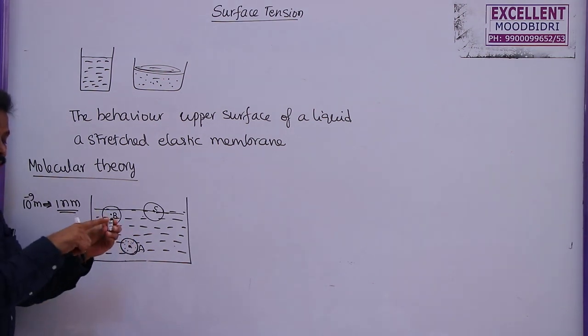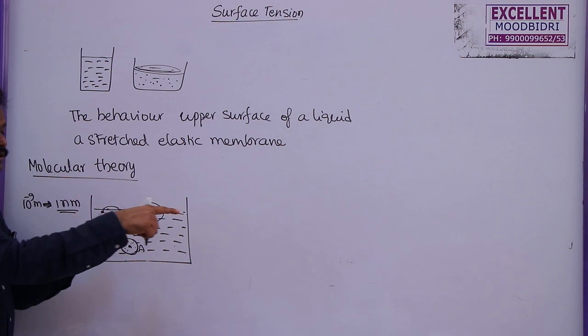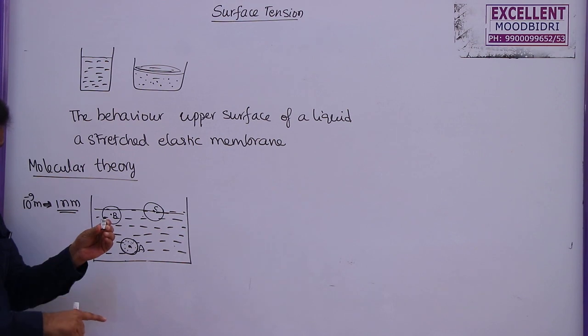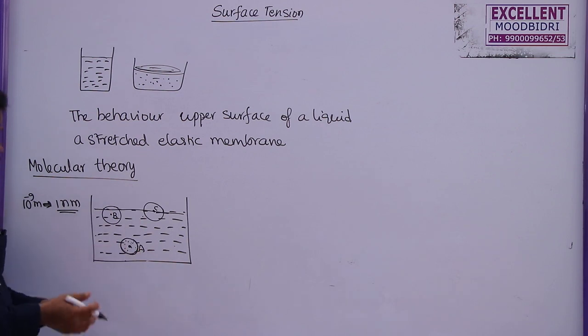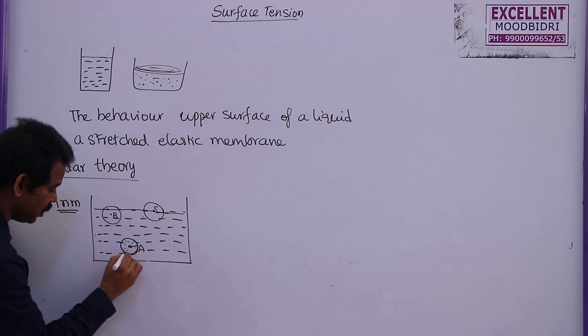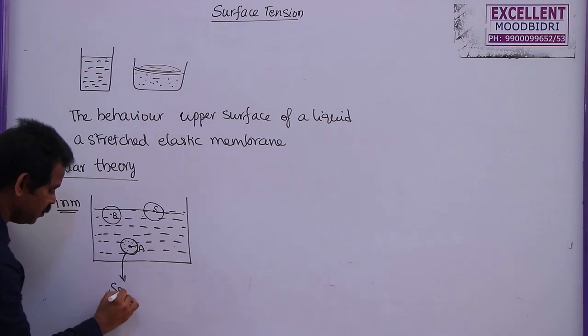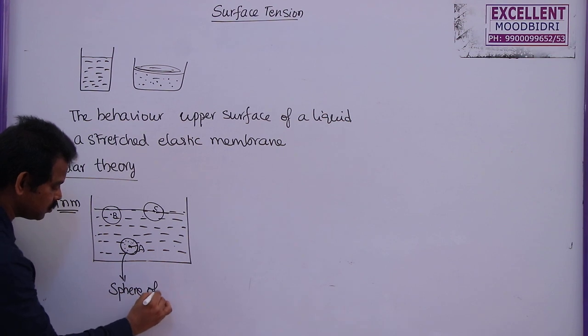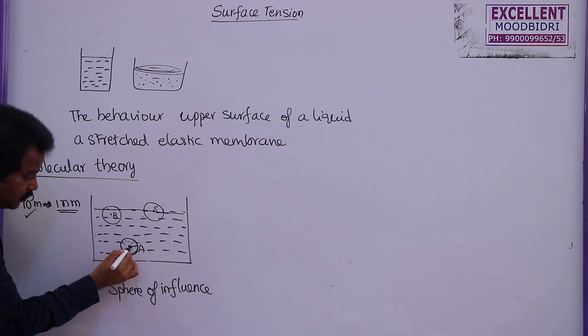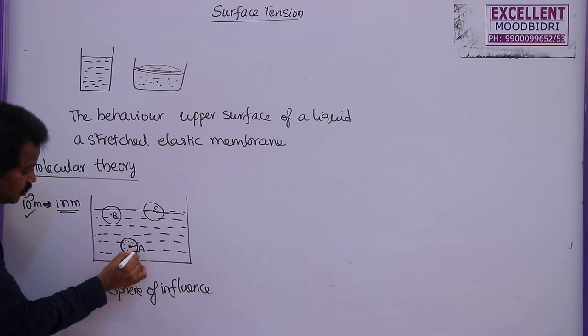That means this side 10⁻⁹, this side 10⁻⁹, this side 10⁻⁹, in all directions. So these are all the molecules on all sides, and you will get a big sphere here. That sphere's radius will be 10⁻⁹, and we call this sphere the sphere of influence. Why? Because the influence of this molecule can be felt by other molecules within this range only. So this is the sphere of the molecule.